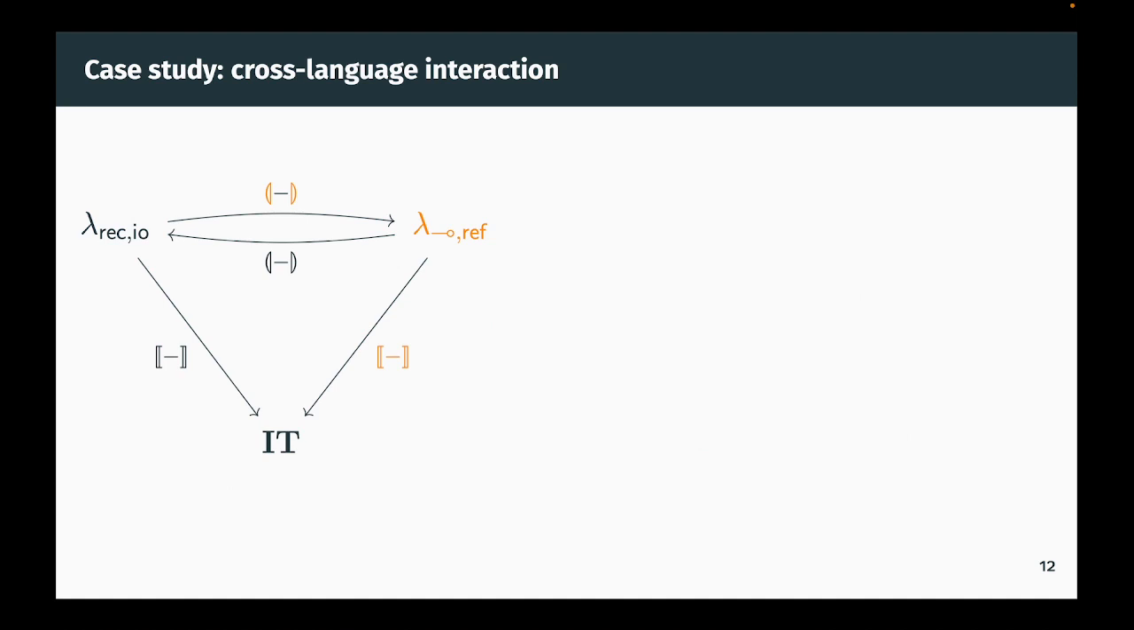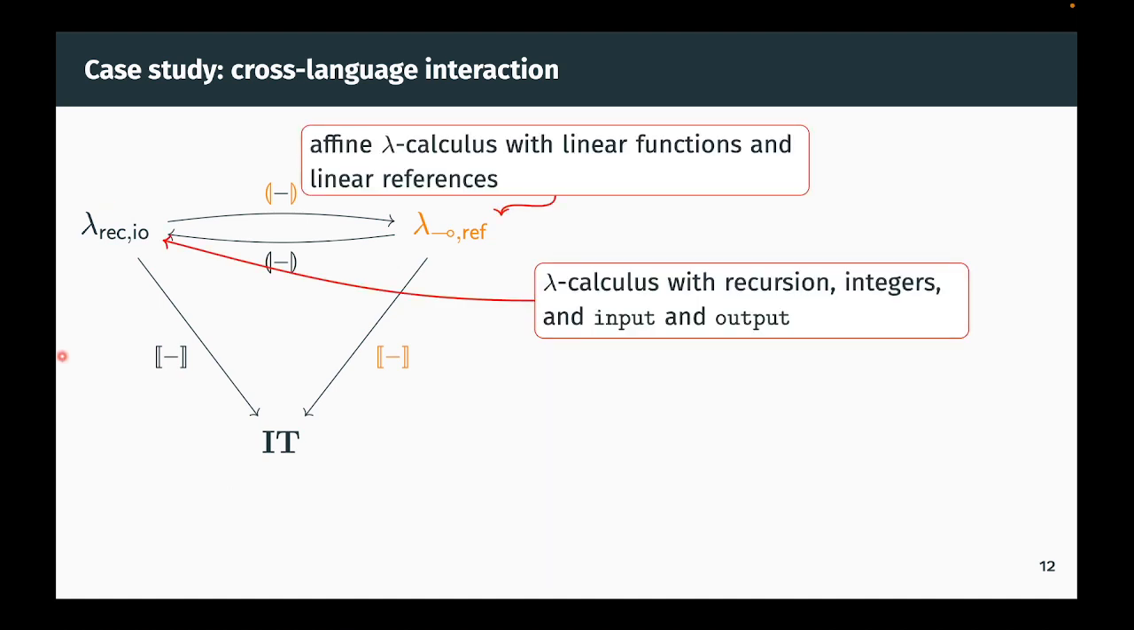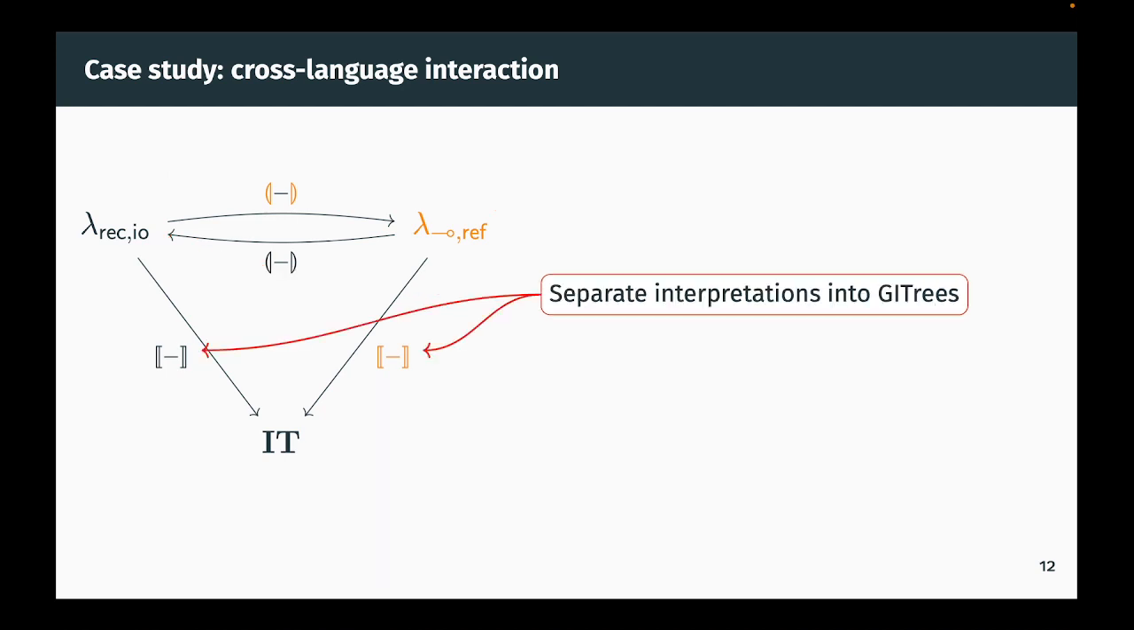We have two programming languages. First of all, we have lambda calculus, a simplified lambda calculus with recursion, integers, and input and output operations. The second programming language is affine, or linear, lambda calculus, where we have linear functions and linear references with strong update and things like this. We can interpret both of those languages separately in guarded interaction trees. And once we interpret them in the common target, we can start talking about how those things interact in terms of their semantics.